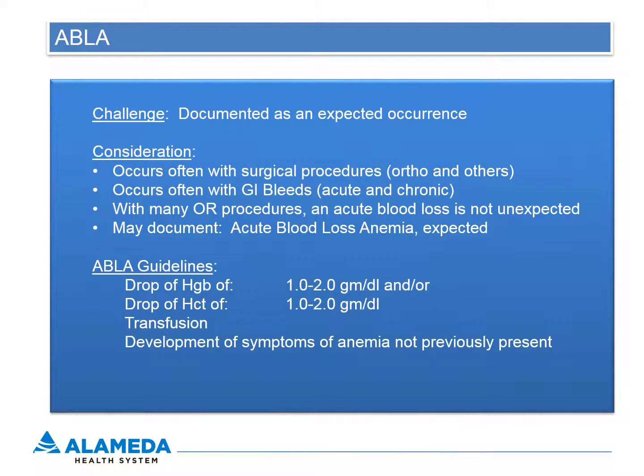So the guidelines for ABLA is a drop of hemoglobin of 1 to 2 or greater, a drop of a hematocrit, same thing, 1 to 2 or greater. You can have either one. Treatment via a transfusion. But some guidelines for transfusions, they differ by facilities, right? Some facilities might transfuse less than 8, others they wait till less than 7. You can still diagnose acute blood loss anemia and monitor the H&H without actually giving a transfusion. And or a patient could have development of symptoms of anemia that were not previously present.